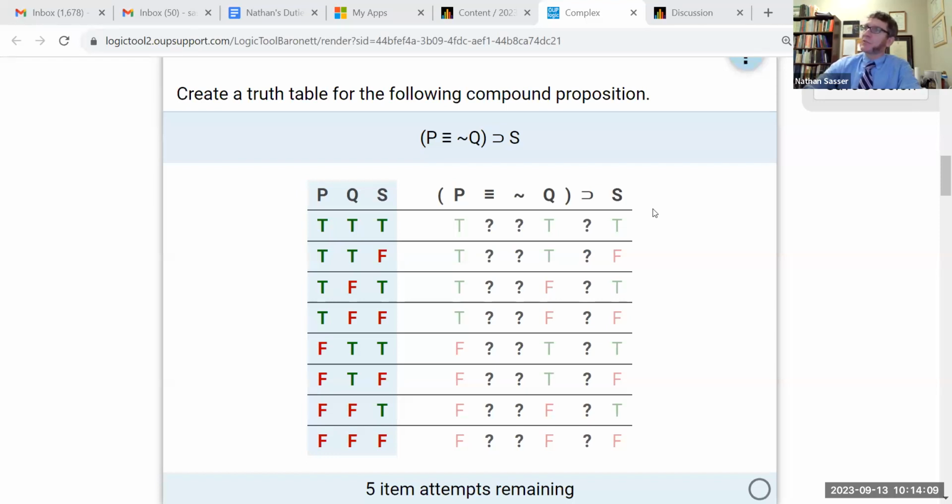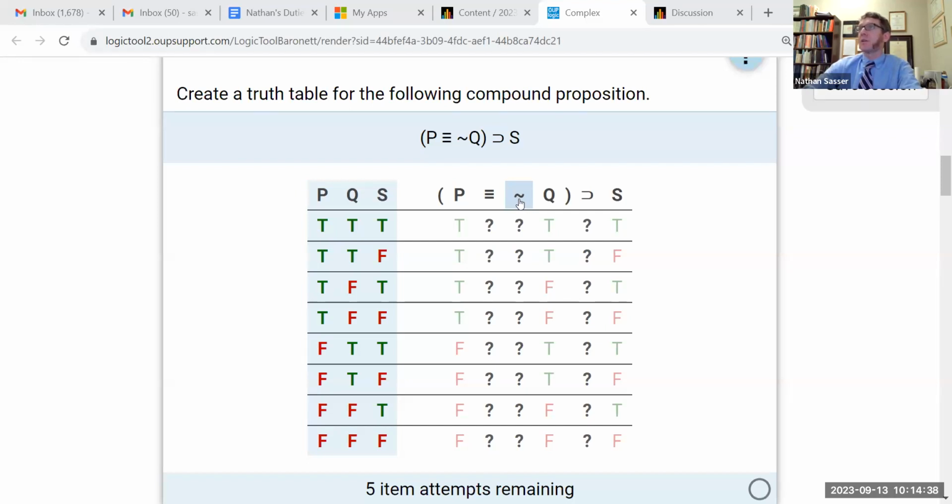The first rule is go as far inside parentheses as you can. So in this case, we've got two logical operators inside the parentheses. Now we can't start with the triple bar, because in order to determine its truth value, not only do we need to know the truth value of P, but we need to know the truth value of not Q. Now we know the truth values of Q, but not of the not Q. So we have to start with this tilde, the negation sign.